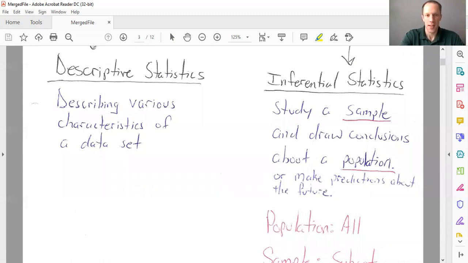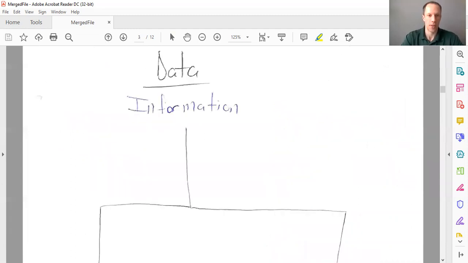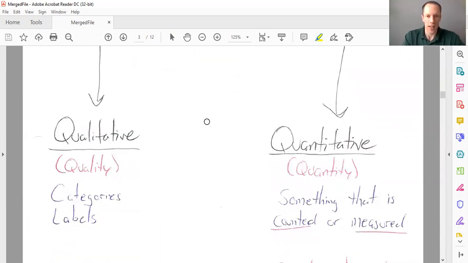Okay, now we said that statistics is all about data. So let's talk about data for a little bit. Data is information. Okay, that's the best way to think about data. It's just some kind of information, and we can classify data in different ways. One way that we can classify data is either qualitative or quantitative.